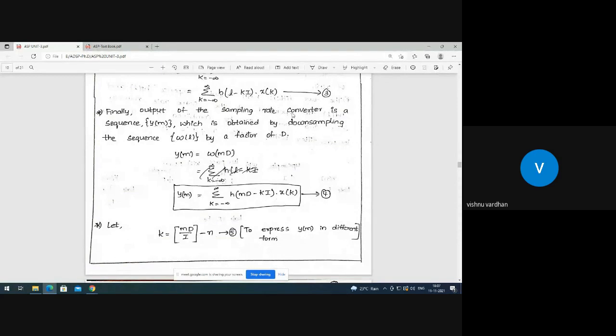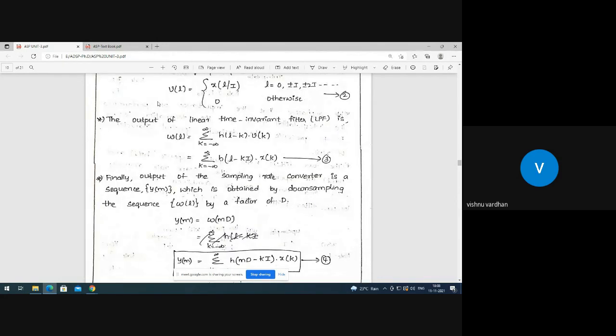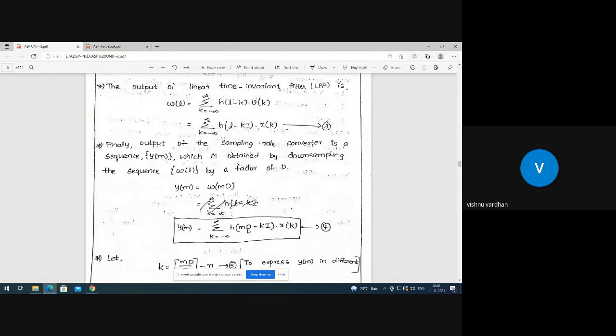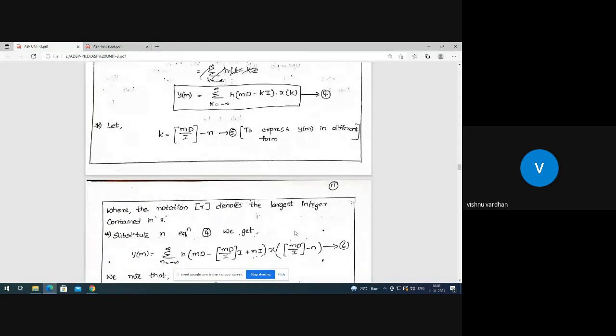And finally, the output of the sampling rate converter is the sequence Y of M, which is obtained by downsampling the sequence W of L by factor D. So finally, we get Y of M equals W of MD. Substituting here, we get Y of M equals sigma K equals minus infinity H of MD minus K I times X of K. And expressing this as MD by I minus N equals K, what is this floor notation? It denotes the largest integer contained in R.